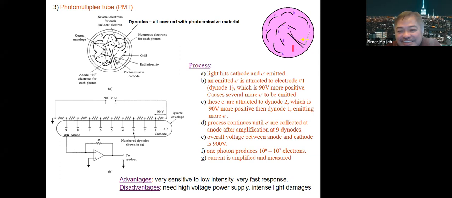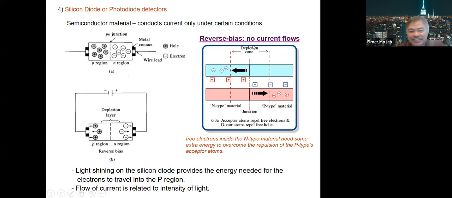If you look at the photomultiplier in the movie here, you see the yellow light that passes through, so the light hits the cathode. Let's play it again. It won't play anymore.